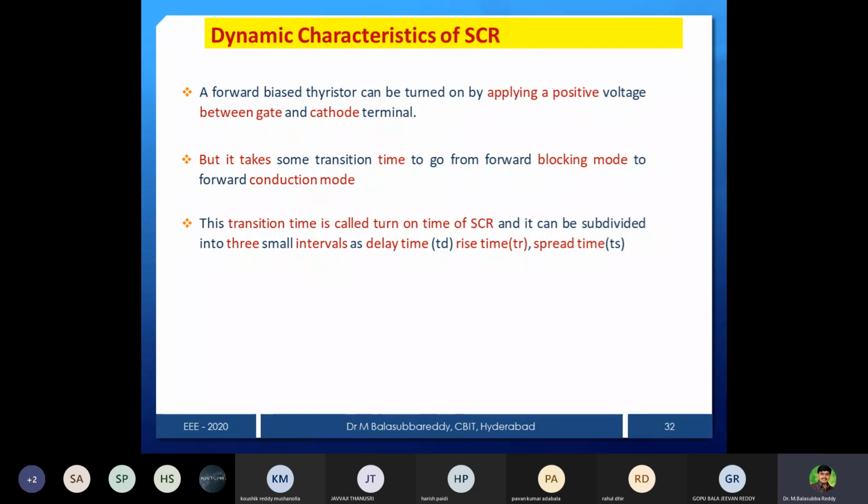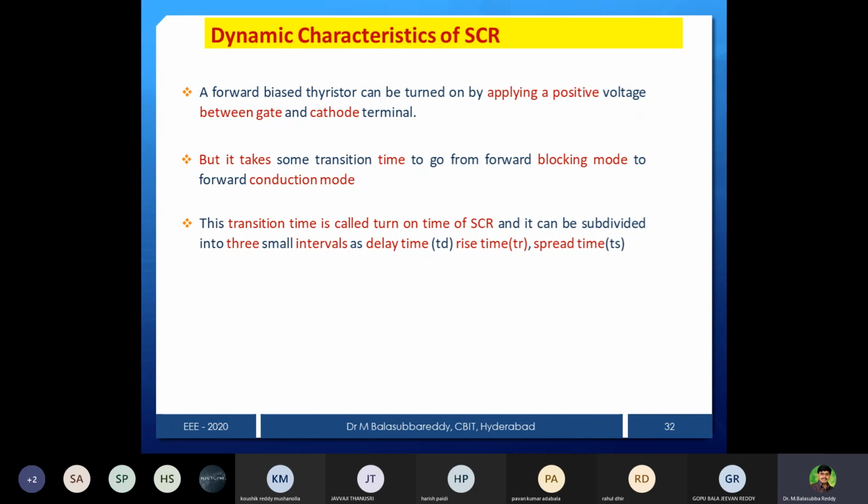This transition time, from off state to on state, is called the turn on time of an SCR. Directly it won't happen immediately. Of course it may be very little time only, but in between we will notice how the current rises and how the voltage falls. This transition period from off state to on state, that we call the turn on time of an SCR, for our convenience we subdivided into small intervals, that is delay time, rise time and spread time.